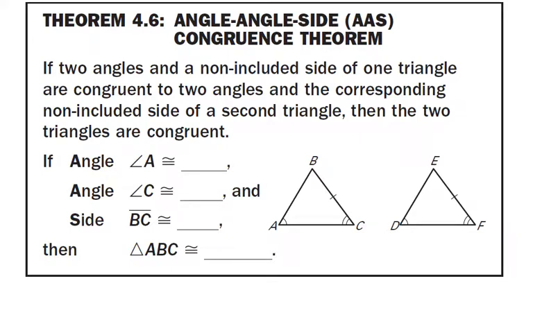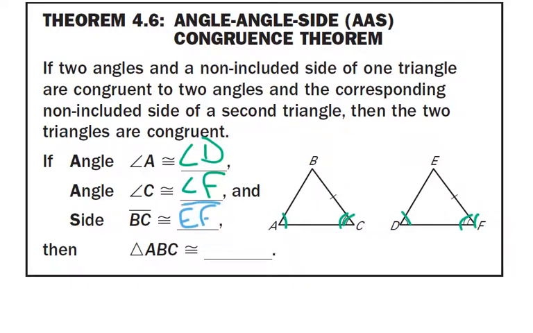The angle angle side congruence theorem. Alright, this is also two angles and a side, but it's not the side between. It's a side that's not between, but still the same corresponding one. So if we have angle A is congruent to angle D, angle C is congruent to angle F, and here's where you need to be careful: segment BC is congruent to segment EF.